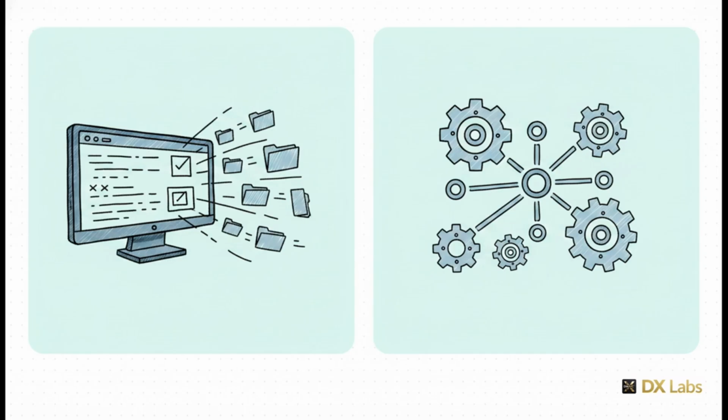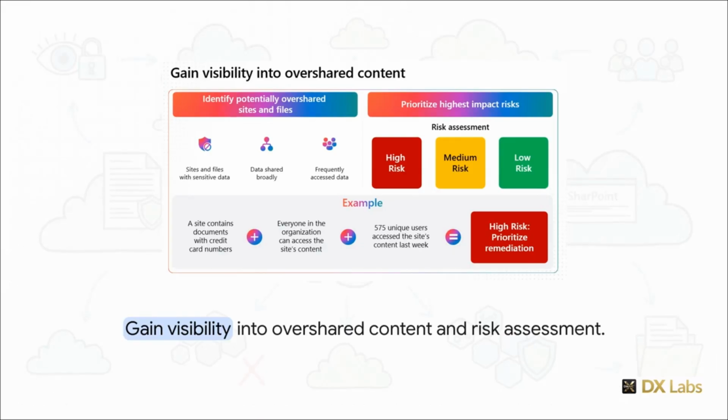For instance, you could run a script to automatically identify all documents labeled confidential that have been shared with anyone with the link. This allows for immediate targeted remediation without you having to manually click through every single folder. To really understand how an admin prioritizes all these alerts, take a look at the risk assessment formula.